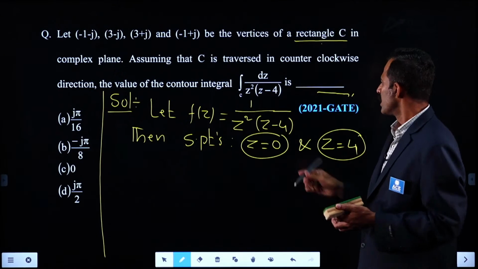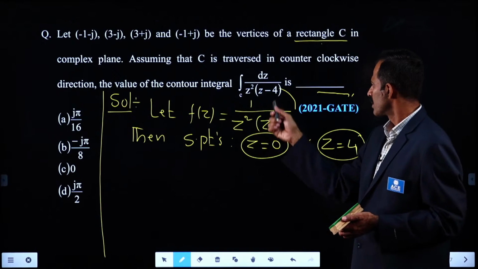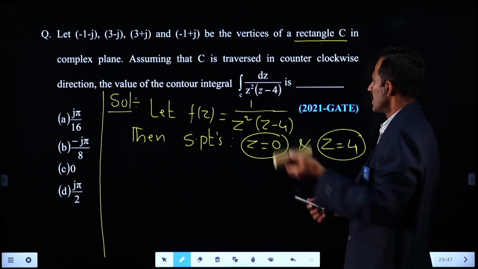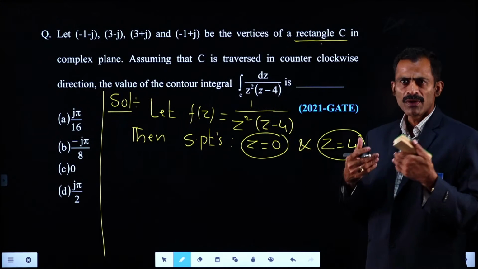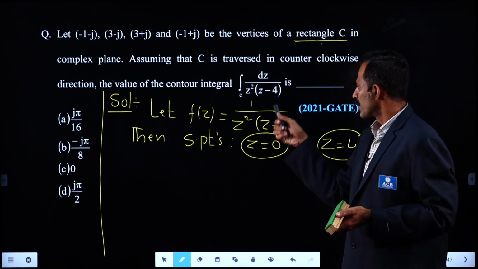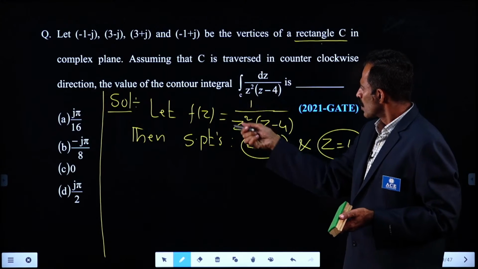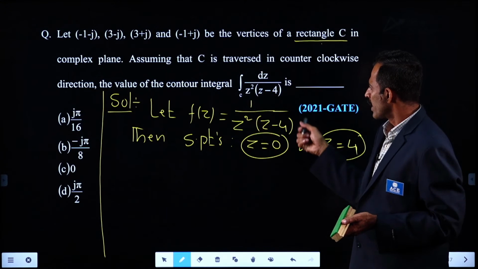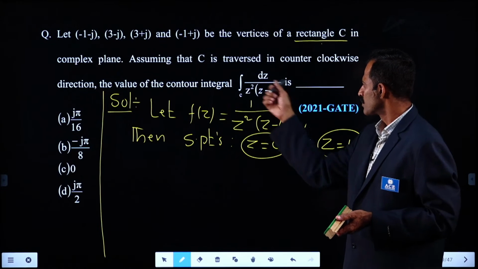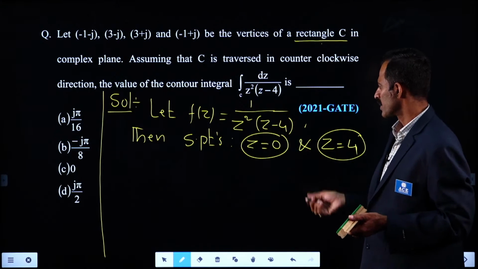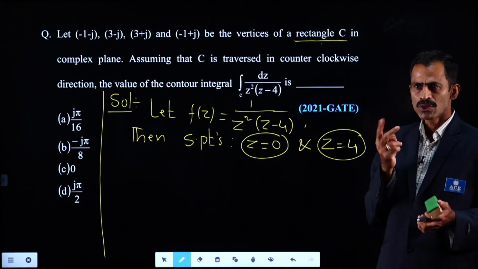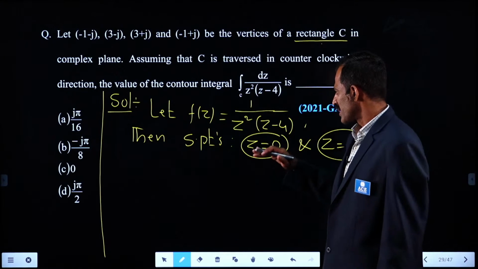Why these two are singular points? This function is in the form of something by something. In the numerator, 1 is a constant polynomial, analytic at every point. The denominator is also a third order polynomial, also analytic at every point. But if we consider the total ratio, this is not defined at z equal to 0 and z equal to 4. That is why these two are singular points of this function. This function is analytic at every point except these 2 points, because it is not defined at these 2 points. The function has 2 singular points. Up to here the second step is completed.